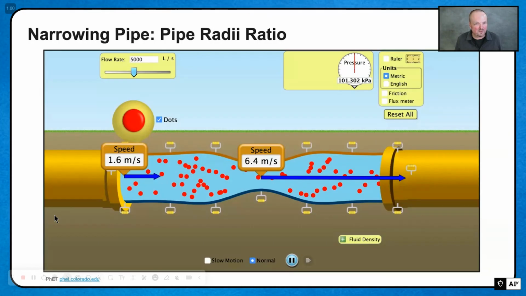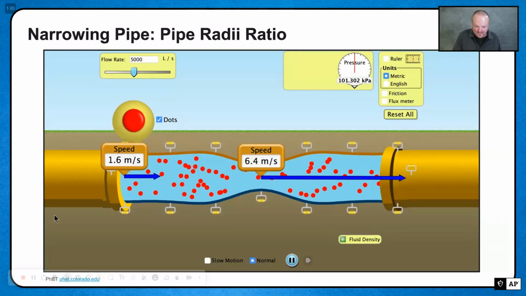What do you think the cross-sectional area is at the narrow spot in comparison to the wide spot? So I've got a speed 4 times as fast, so the cross-sectional area must be a fourth as much. But here's the way that you need to really focus on this, because they may not ask you what the cross-sectional area ratio is. They may ask you what the radius ratio is.